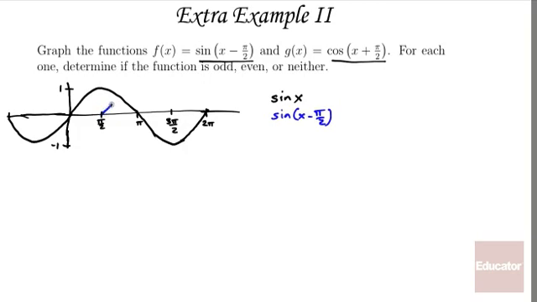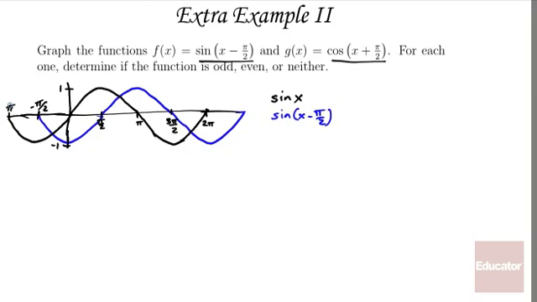So now it starts at 0 at pi over 2, comes back to 0 at 3 pi over 2, down to negative 1, back to 0. So what I've drawn there in blue is sine of x minus pi over 2. It's just the basic sine graph, but moved over by pi over 2 units.